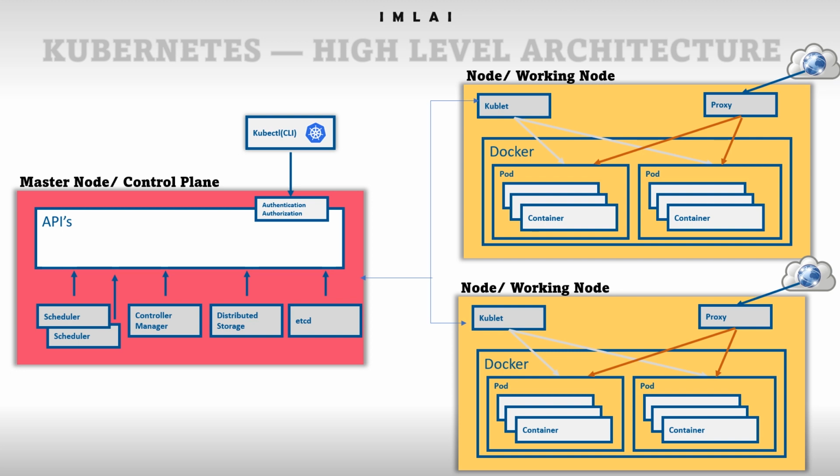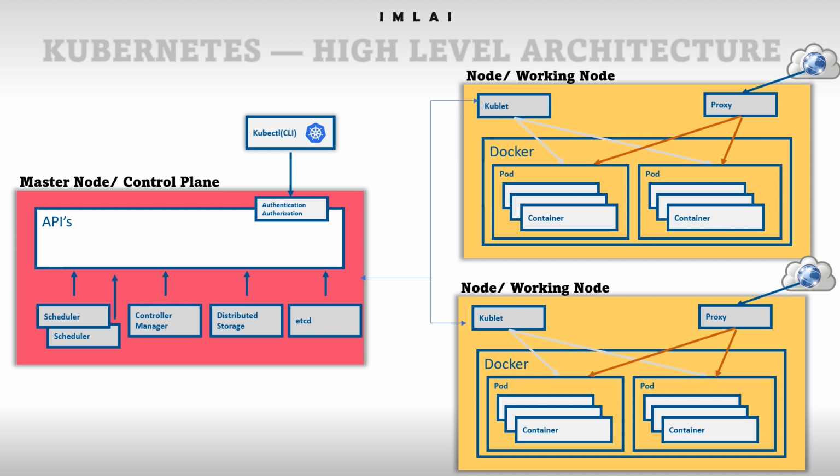Kube-apiserver is designed to scale horizontally. That is, it scales by deploying more instances. You can run several instances of kube-apiserver and balance traffic between those instances.